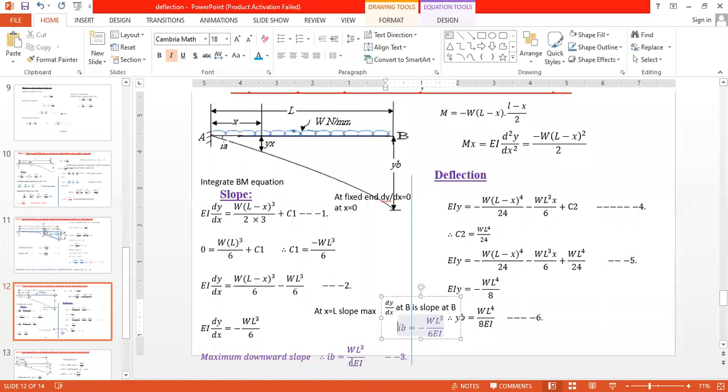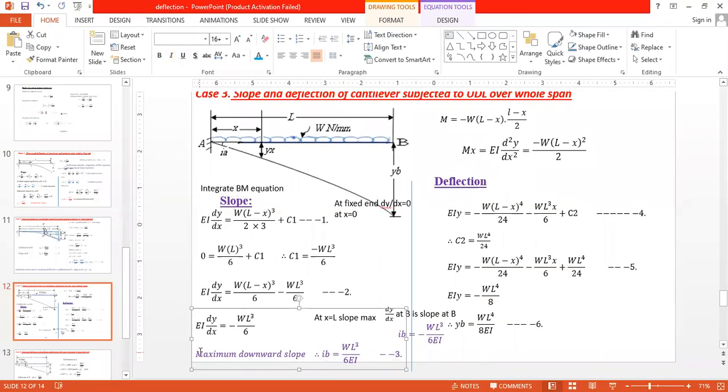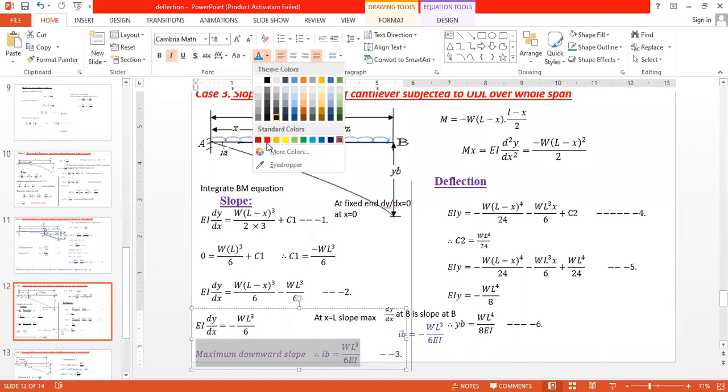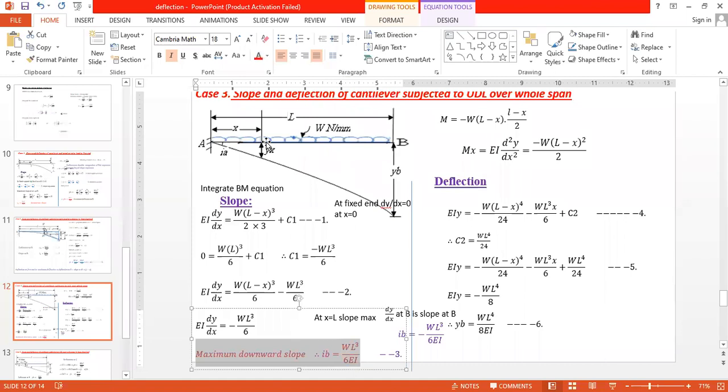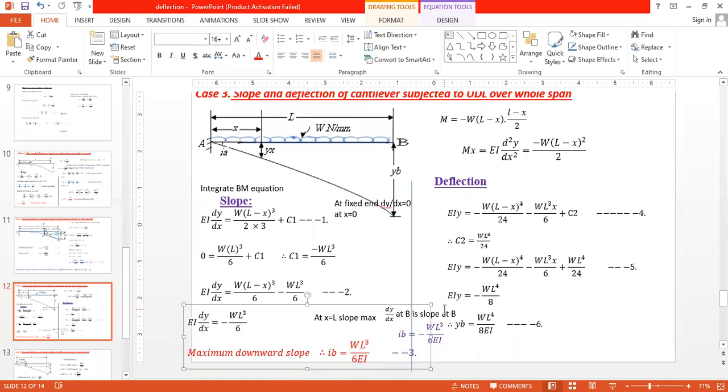Therefore, maximum downward slope is θB equal to WL cube divided by 6EI. Okay. Now this is the equation for maximum slope when your beam is subjected to uniform distributed load over the whole span. You can see here, this is the equation θB equal to WL cube divided by 6EI. This is also one important equation, or one major equation.